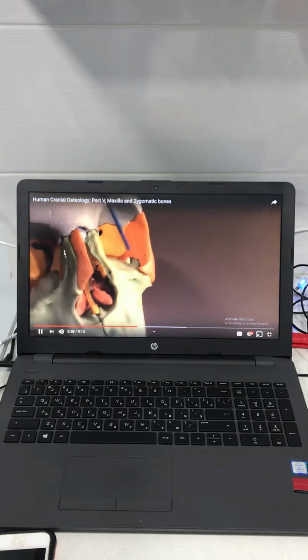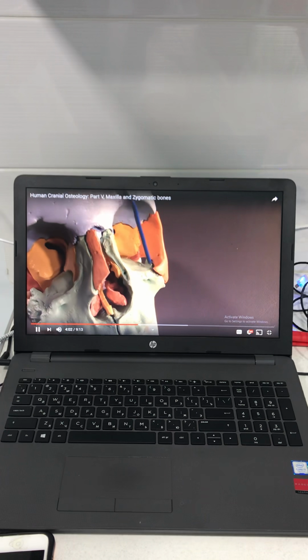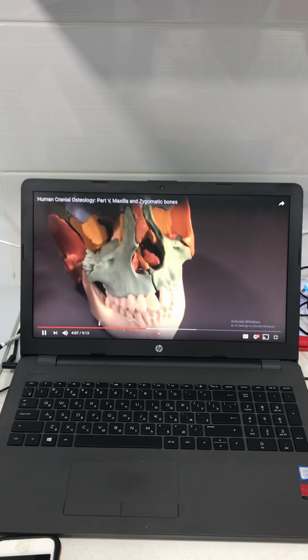We go into the orbit. See the nasal bone again, right here. Okay, this is the floor of the orbit. They have a zygomaticomaxillary suture and a foramen also.